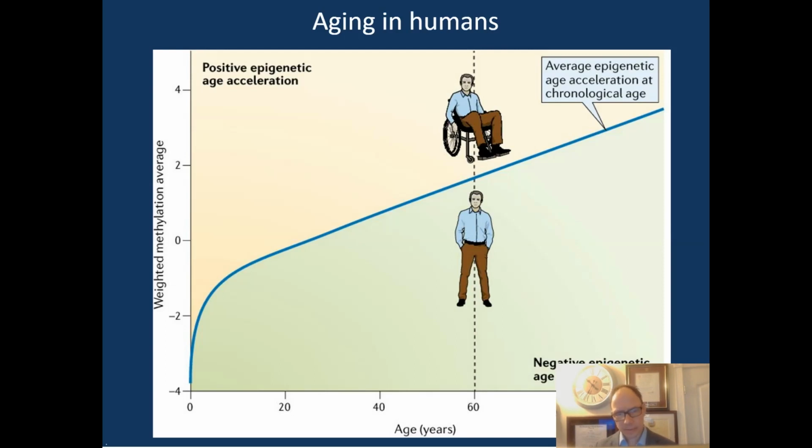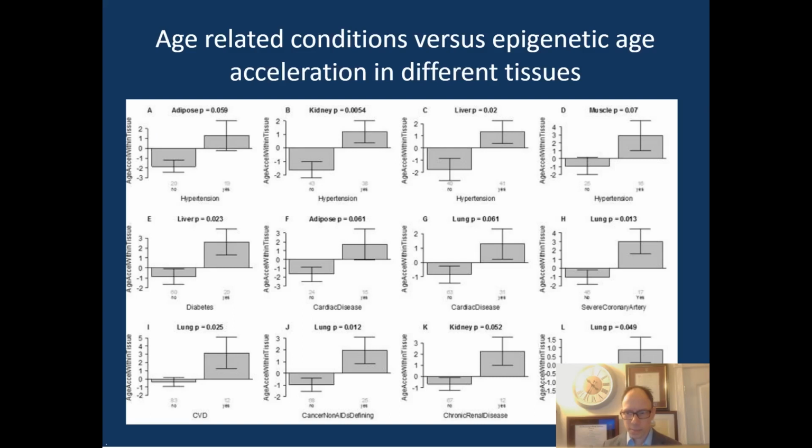But it really depends on the clock. For example, the pan-tissue clock is not the best mortality risk predictor. Rather, we use GrimAge that I will describe later. But I want to now show you a more detailed analysis of the pan-tissue clock. The pan-tissue clock allows you to measure age acceleration in many different tissues. For example, human adipose, human kidney, human liver, muscle, and so on.